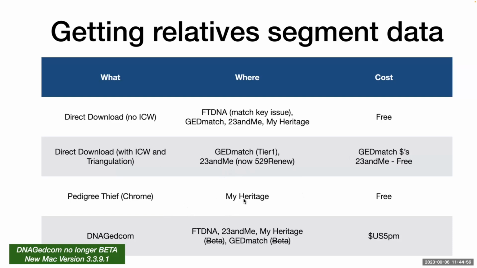Pedigree Thief is a good way to get your data from MyHeritage. It's free, and DNA GEDCOM is my preference, because it gives you mostly all those things: in common with and triangulation data. MyHeritage and GEDmatch are just out of beta, so I'm not quite sure how well they're being handled, but FTDNA and 23andMe are very good through DNA GEDCOM. And the beauty about DNA GEDCOM is that it gathers the trees as well, so it actually puts that straight into your database along with the match if there are trees existing there.